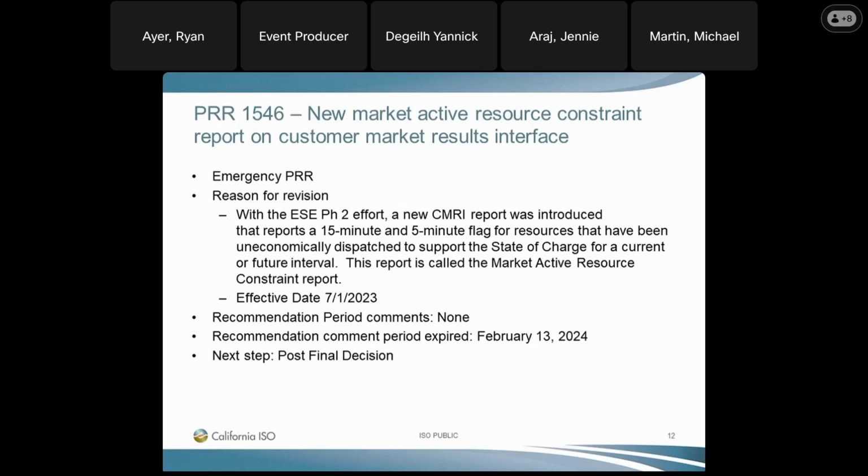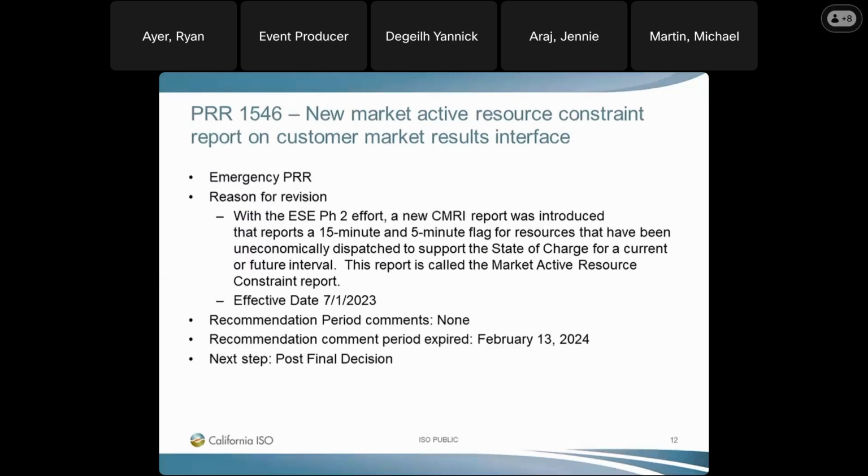Right. I understand where you're coming from. It is possible for an uneconomic dispatch. The focus of the effort in phase 2 was hold SOC exceptional dispatches, and I believe the effort of this report was to support that, to show when we do exceptional dispatch. I'm going to ask Jenny to also help chime in here. Jenny?